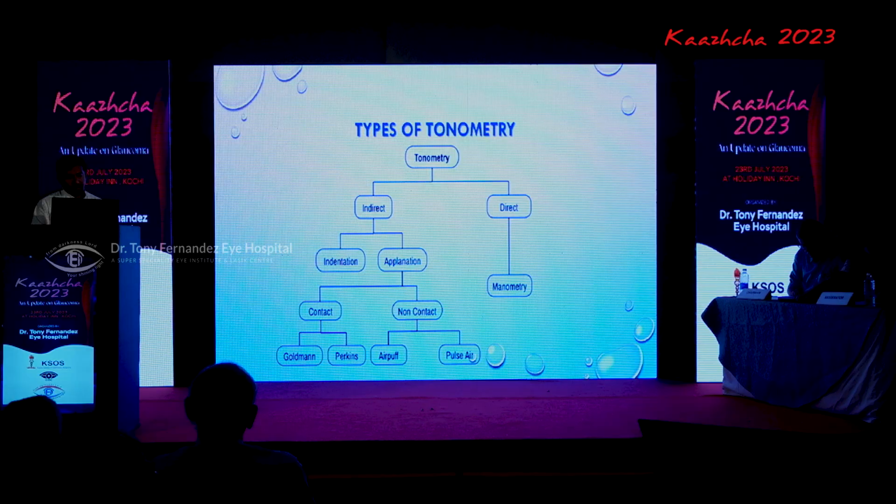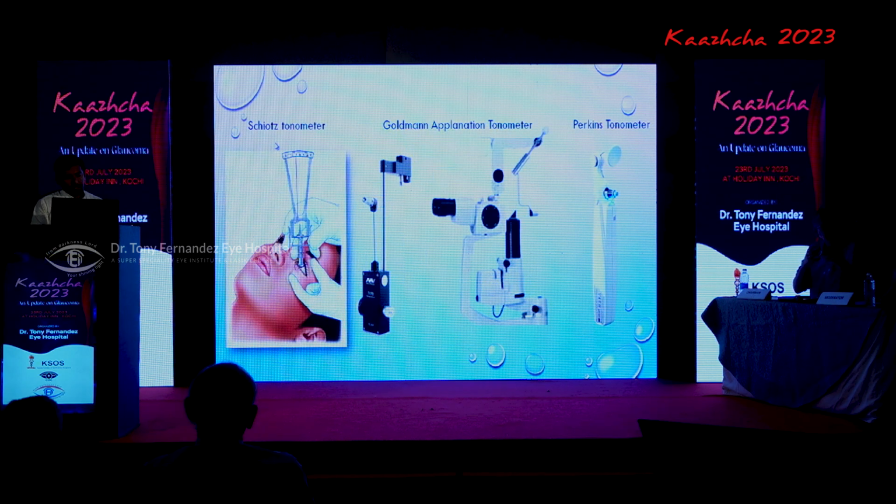And the gold standard is the Goldmann applanation tonometer till now. So we have to try to measure with the Goldmann. There are different types of tonometer, as you might have studied in your textbooks, of which Goldmann and Perkins are supposed to be most accurate. And there are other easier screening tools such as the air puff non-contact tonometer. We also have the Schiotz tonometer, which is the indentation tonometer, which was used for several years.